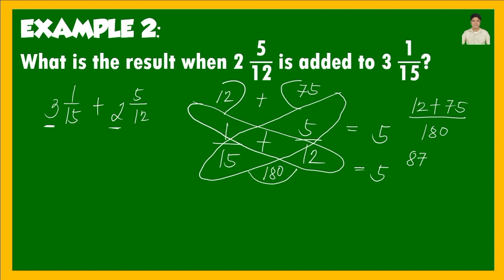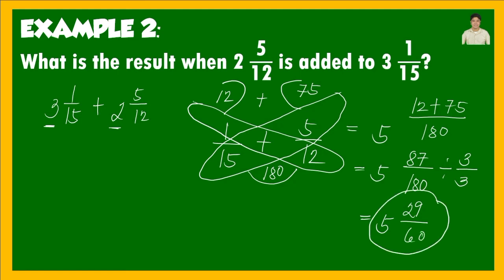So, 87 over 180. So, kailangan natin siyang i-simplify kasi yung 87 and 180 meron silang common factor, which is 3. So, divide natin both numerator and denominator by 3. So, 87 divided by 3, that is 29. All over 180 divided by 3, that is 60. So, our final answer is 5 and 29 over 60.